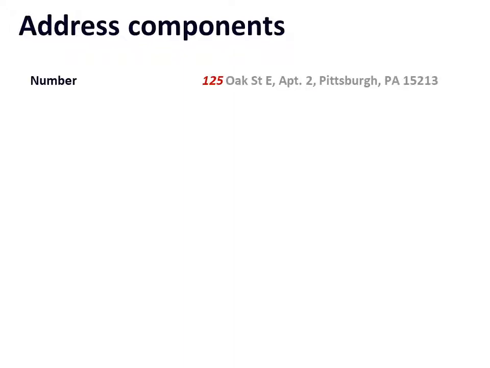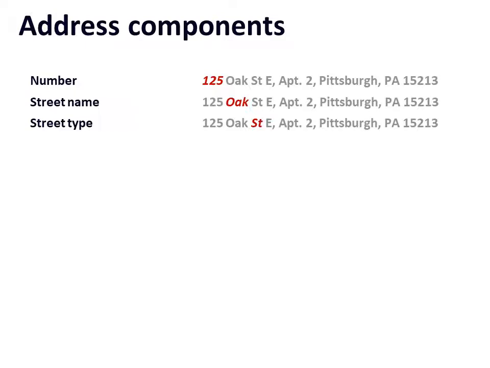The first thing is the number. For example, if your address is 125 Oak Street East, Apartment 2, Pittsburgh, Pennsylvania, 15213. First thing it looks for is the 125 because that is the address number. Then it looks for street names and street types. And so it could be lanes, streets, boulevards, routes, etc.